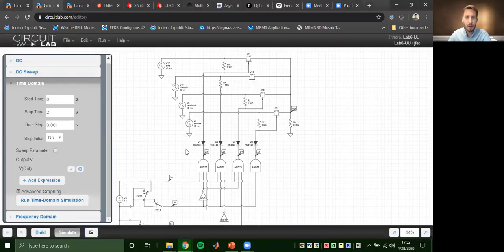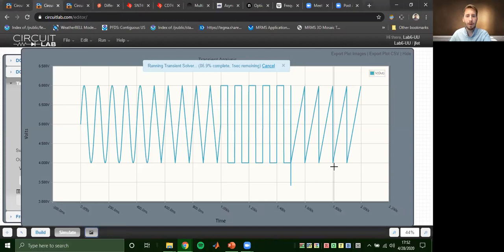simulation. So once again, same simulation. I'm just going to go ahead and run a time domain on that. I actually had already run it before. I didn't need to do this. Maybe we can do that. There we go. Okay.